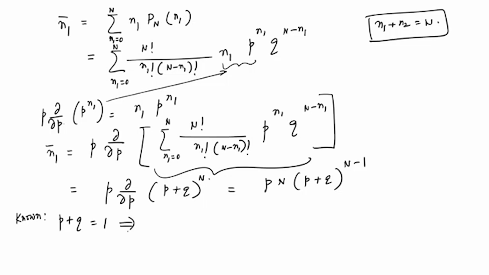So that gives n 1 average equal to p N. This is a nice and important result: the average number of steps he takes towards the right is the probability multiplied by the total number of steps. Similarly, we can do the calculation for n 2, and n 2 bar, the average number of steps taken towards the left, would again come out as q into N.